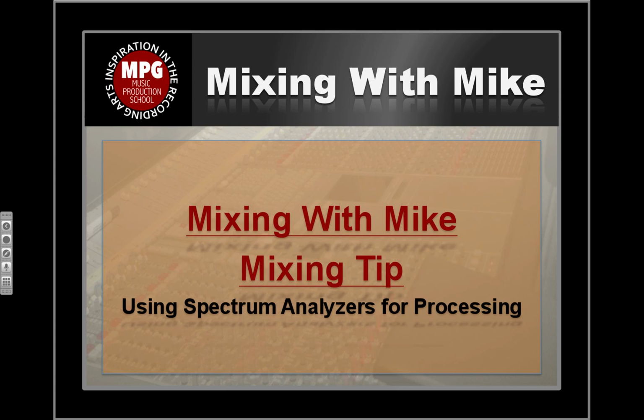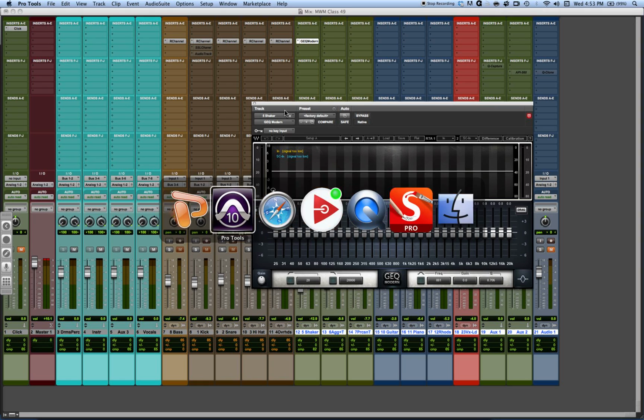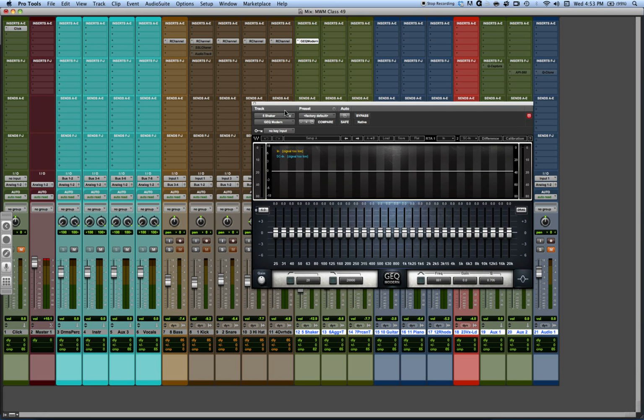The Mixing with Mike mixing tip is on using spectrum analyzers for processing, or to help you with processing. I'm actually not a huge fan of working generally with spectrum analyzers, because the tendency is to end up with what I call mixing to meter, or mixing by meter. I never really heard this term before. Actually, that's not true. I heard this term years and years ago.